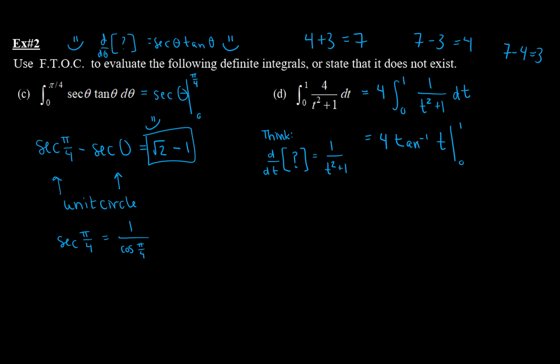So here I'm going to do 4 times the inverse tangent of t as t goes from 0 to 1. And then I'm going to do the fundamental theorem of calculus. And I'm going to do 4 times the inverse tangent of 1 minus 4 times the inverse tangent of 0. So this is going to give me 4 times pi over 4. Then here I'm going to have 4 times 0. And that just gives me plain old pi.